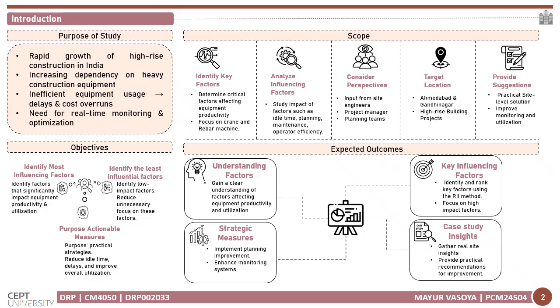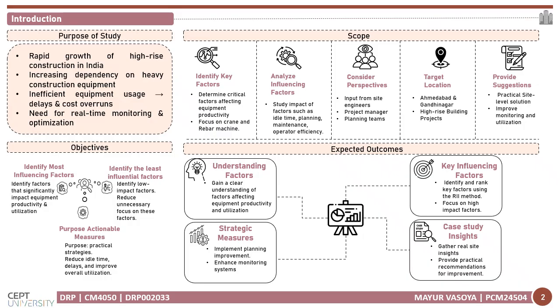And the third objective is to propose actionable measures. The purpose of the research is not only to rank factors but also to suggest practical strategies that can reduce idle time, delays, and improve overall equipment utilization. The expected outcomes are also shown on the slide. The study aims to develop a clear understanding of productivity related factors, identify and rank key factors using the relative importance index method, suggest strategic measures, and provide real site based insight. Overall, this slide sets the direction of the research.